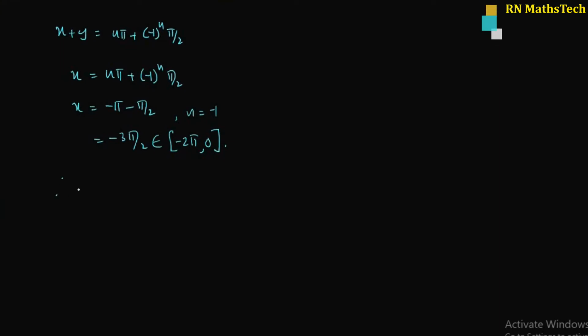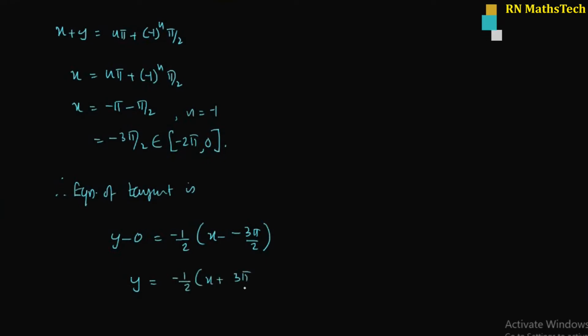Therefore equation of tangent is y - 0 is equal to -1/2 into (x - 3π/2)... that is y is equal to -1/2 into (x + 3π/2), or multiplying by 2, 2y + x + 3π/2 is equal to 0.